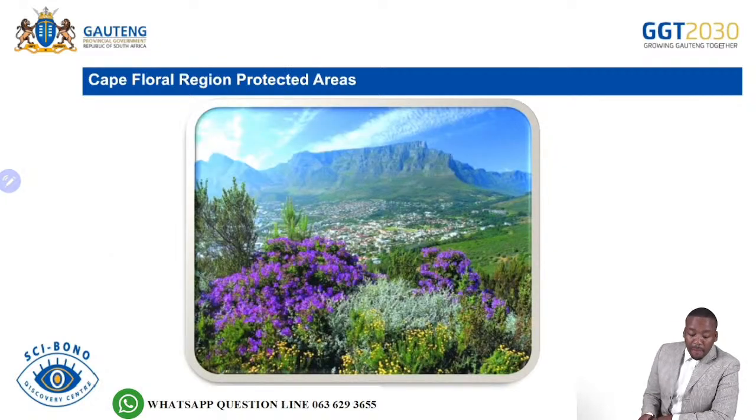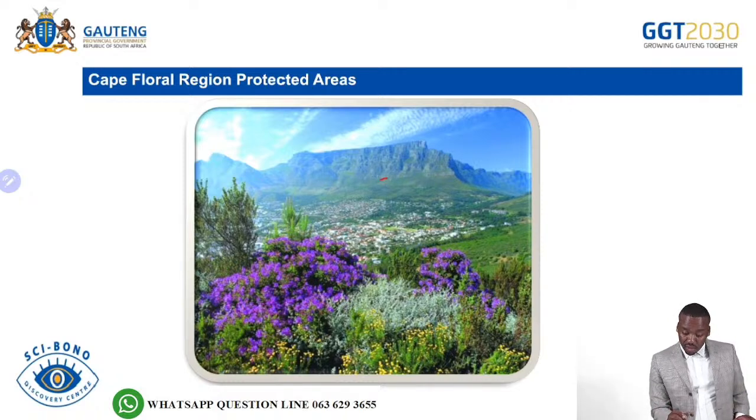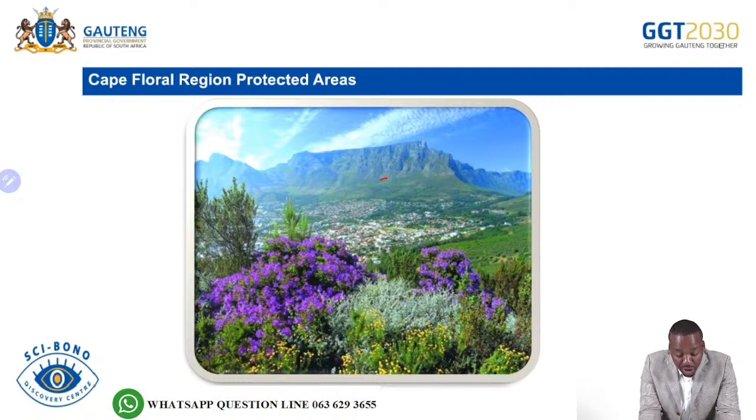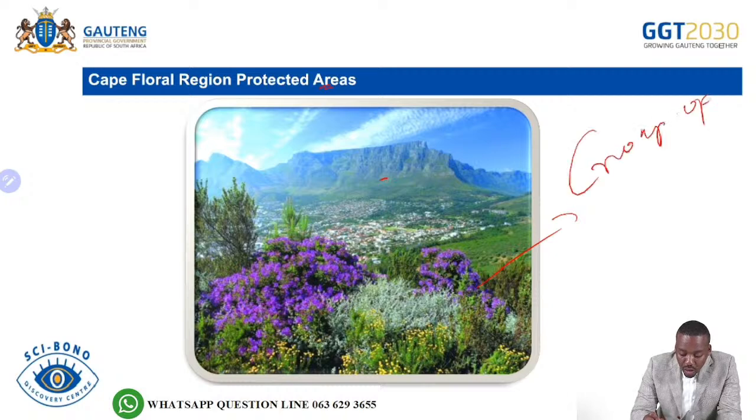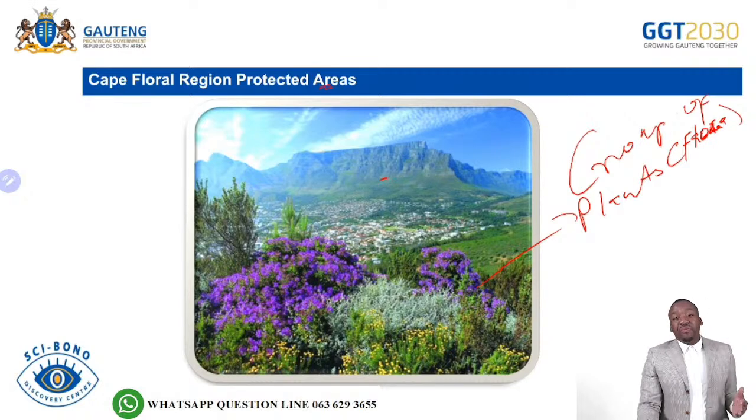Then we move. Please remember I said when it comes to this one, here is Table Mountain, right? And then the Cape Floral region is not on Table Mountain. Then we have the Cape Floral region protected areas. So here we've got a group of plants. Remember we said in grade 10, it is a group of flora.